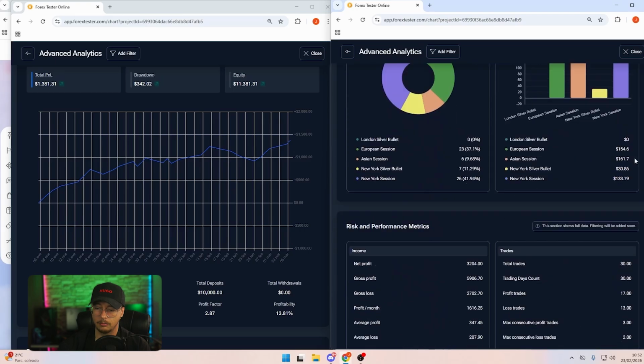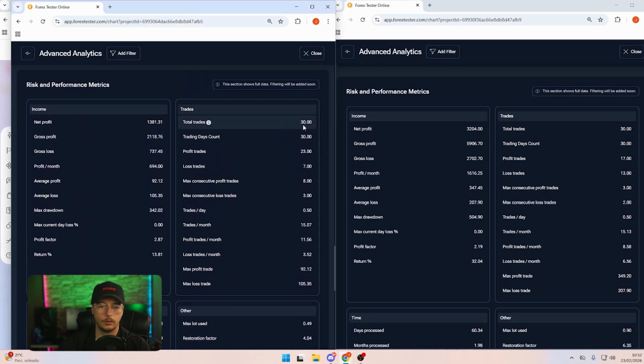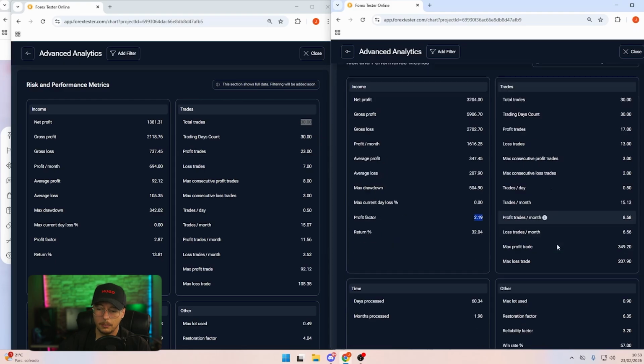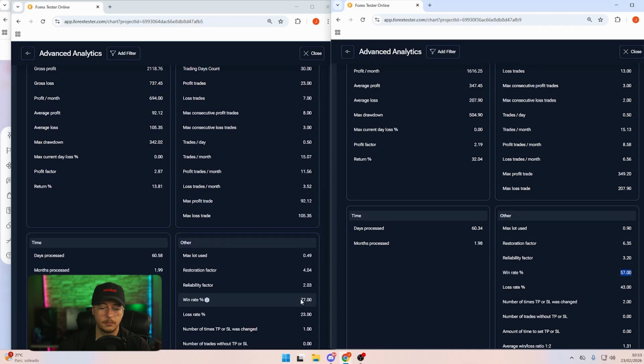Because basically we have 30 trades on this side and we have 30 trades on this side. So obviously it's a major improvement. Our drawdown sits at 5%, and honestly a 5% drawdown, if we've actually made a 32% profit, is nothing, okay? Our profit factor dropped just a little bit because our win rate dropped to 57% from 77%.